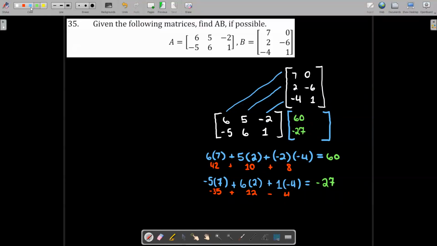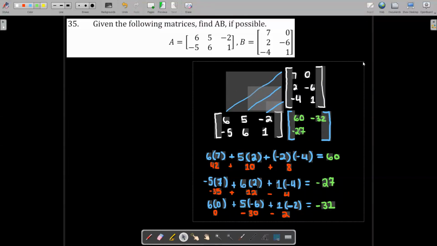Okay, now let's do this one where we're using the top row and the last column. So this would be 6 times 0, 5 times -6, -2 times 1. Let's do 1 times -2, easier to write. Okay, this would be 0, -30, and -2. -30 minus 2 is going to be -32. So we put that one there.